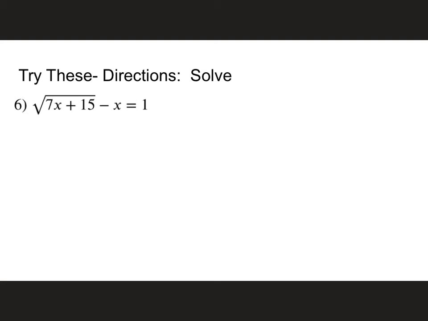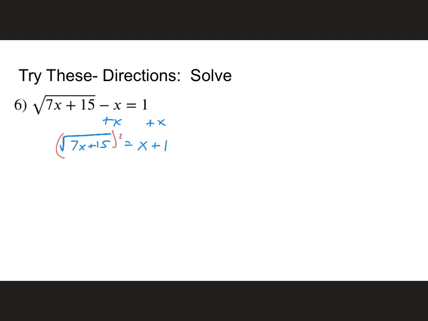Last one, the square root of 7x plus 15 minus x equals 1. Okay, I've got to shift some things around here. I have to add x to both sides. I've got to isolate the radical. Isolate the radical before I can eliminate it. So I get the square root of 7x plus 15 equals x plus 1.